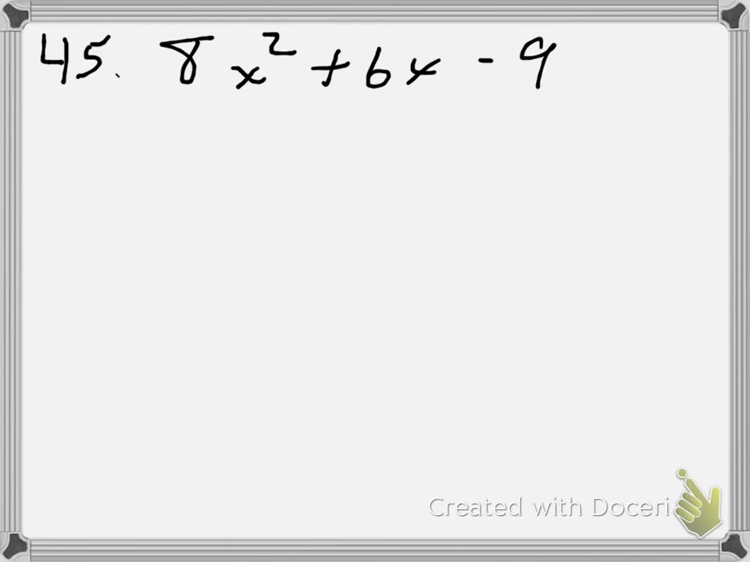In the last problem, we had 3 as our leading coefficient, and our only two possible choices were 3 and 1 for the leading coefficients. So on this problem, we're going to have some choices to make. We know we need a positive 6 here in the middle.